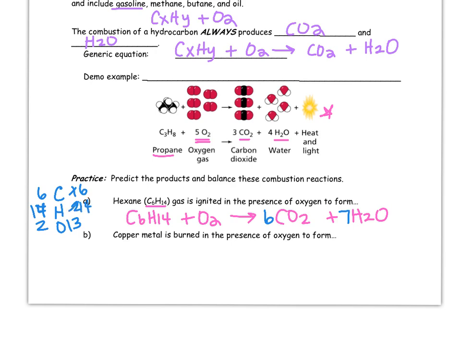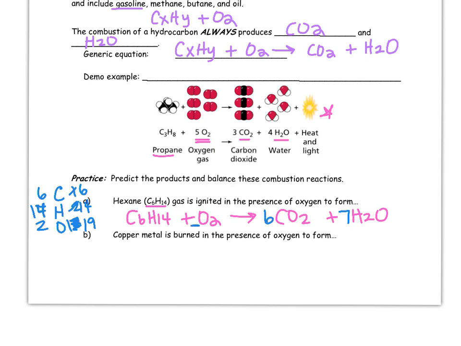So now I'm going to add these up. I have 12 plus 7, and help me out. 12 plus 7 is 19. Thank you. So we're going to adjust this, 19. All right. Hopefully I did that correctly. Yes. All right. So then we want to balance our oxygen.